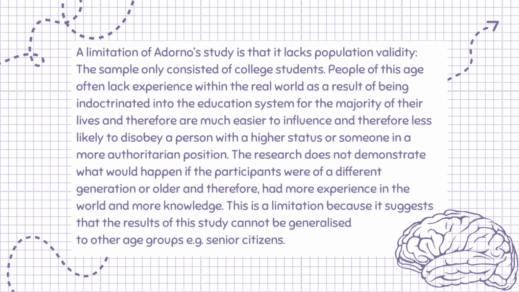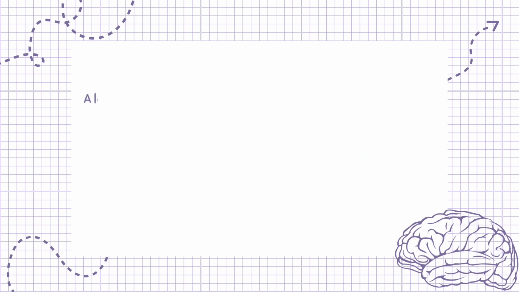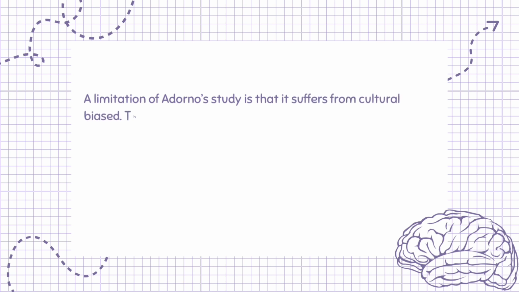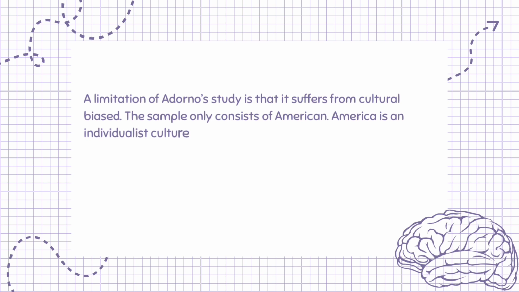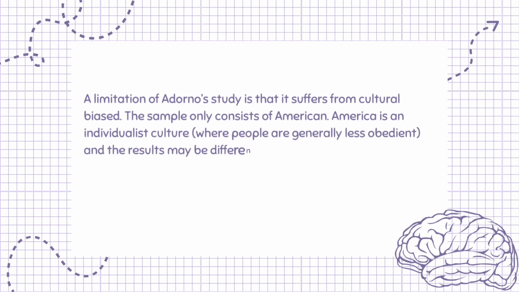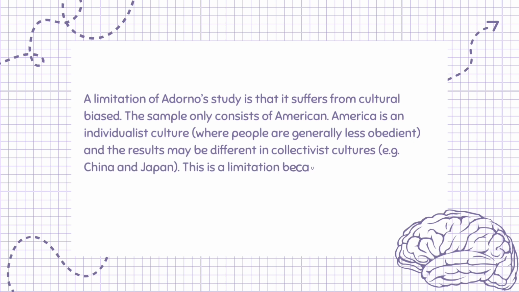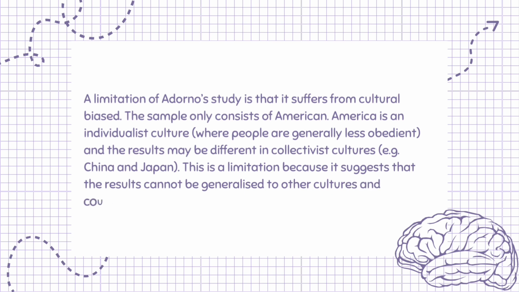e.g. senior citizens. A limitation of Adorno's study is that it suffers from cultural bias. The sample only consists of Americans. America is an individualist culture, where people are generally less obedient, and the results may be different in collectivist cultures, e.g. China and Japan. This is a limitation because it suggests that the results cannot be generalized to other cultures and countries, e.g. China and Japan.